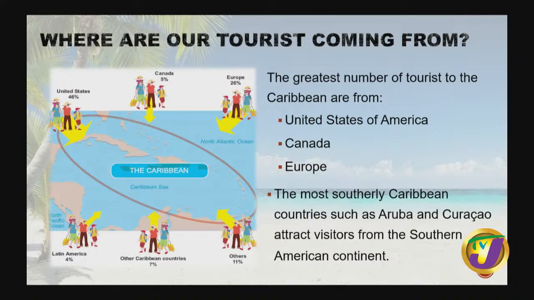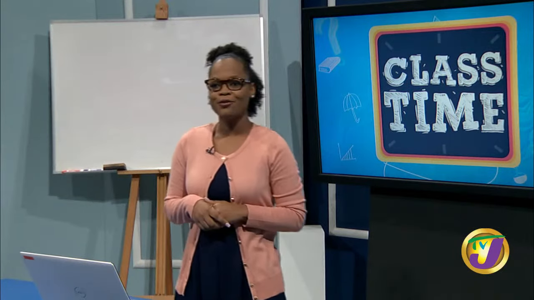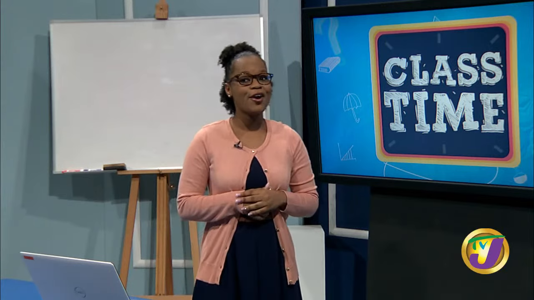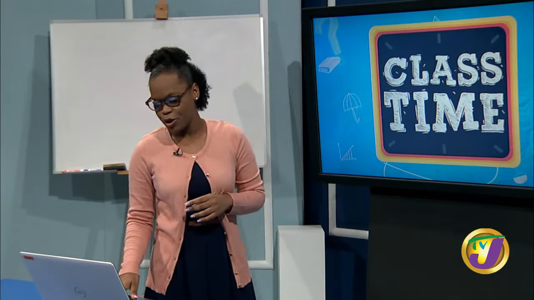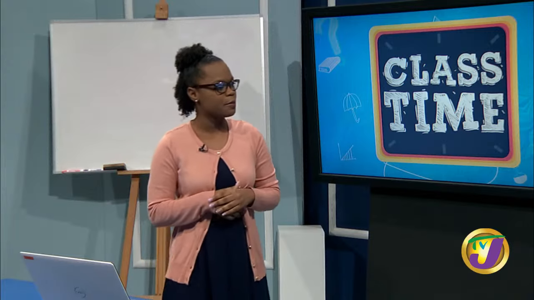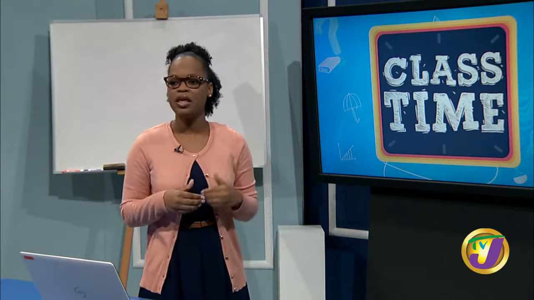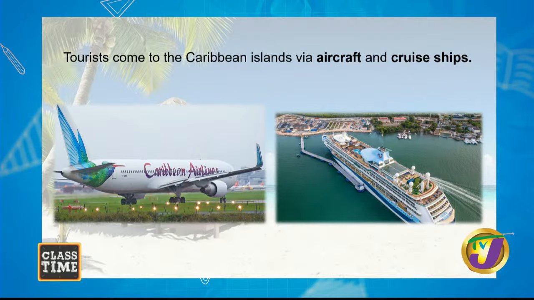How do they get here? Tourists come into the Caribbean region two main modes. They travel by aircraft or they will travel by cruise ships. Now, these aircrafts and cruise ships that are coming in, they stop at ports. So, of course, we have ports in the main resort towns to include Montego Bay, Falmouth in Trelawney, Ocho Rios in St. Anne, and Port Royal in Kingston as well.